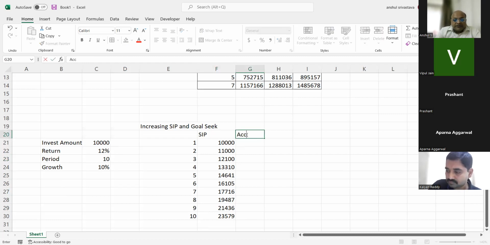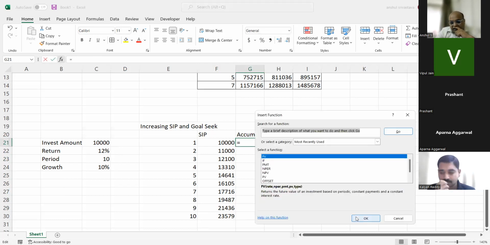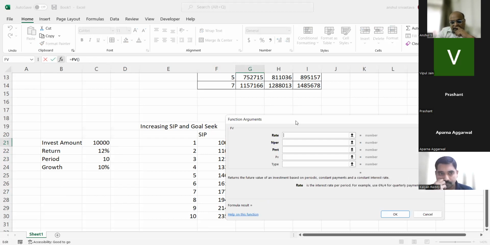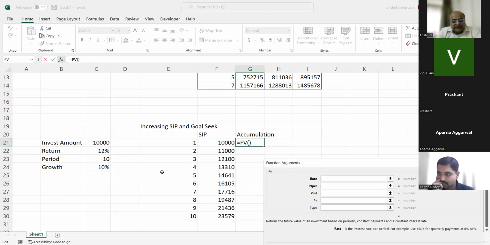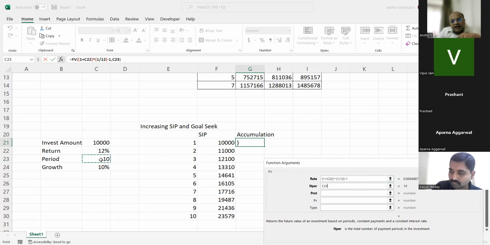Now we see the accumulation. For accumulation we will have to calculate the future value, so it will be FV. What will be the rate? Monthly rate: 1 plus 12%, whole to the power 1 by 12, because it is a market-based investment, minus 1. This is the monthly nominal rate we have put. Number of periods is 10? No, the number of periods will be 12.